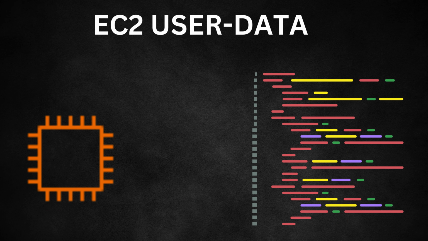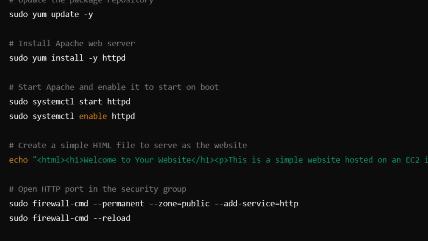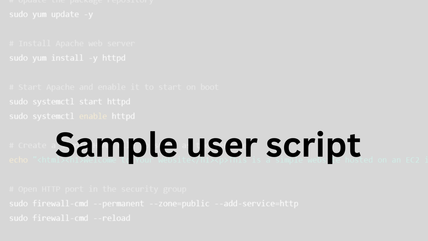When you launch an EC2 instance, you have the option to provide user data. This is a script or a set of commands that run automatically when the instance boots up for the first time. For example, you can automate the installation of software, set up configuration, or even start services, making the instance ready for use without any manual intervention.